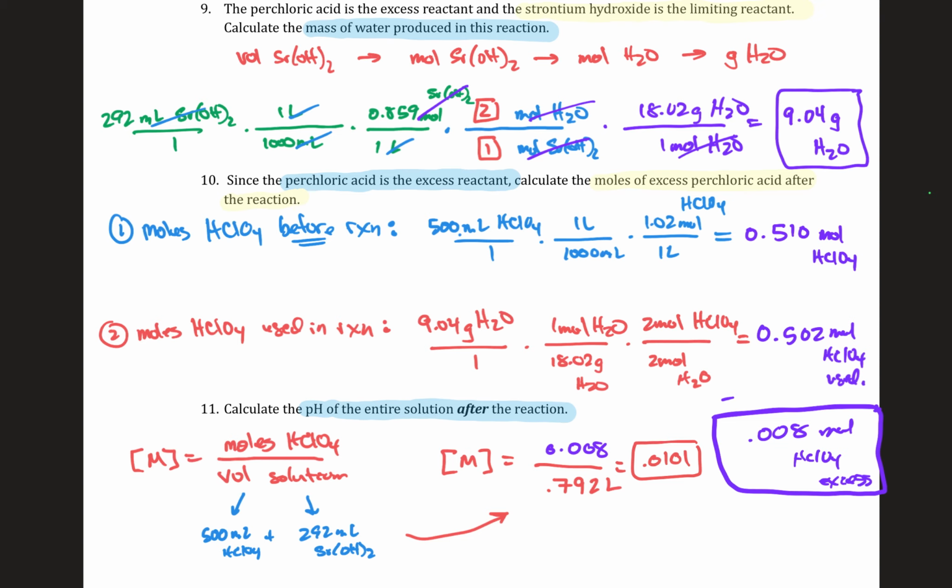0.0101 mole per liter, which to find the pH of, we just take the negative log of that value, and we get a pH of 2.00 when rounded to 3 sig figs, which is still very acidic, but not nearly as acidic as our -1 pH that we started out with that concentrated solution.